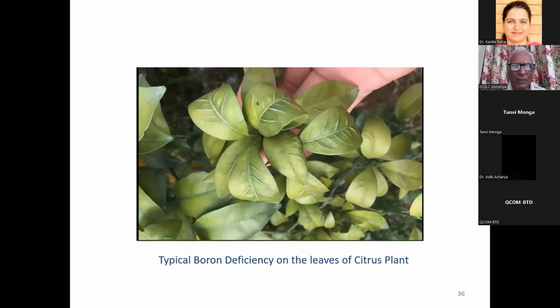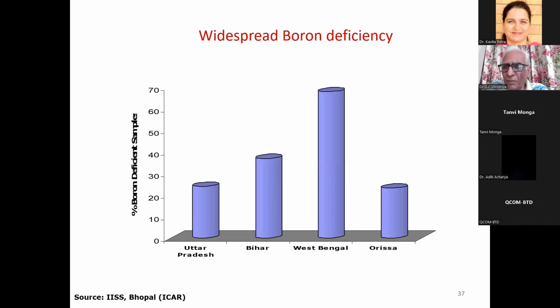This is on citrus plant, how the leaves are curved, because the younger leaves, always the younger portion of the plant, are affected, and there can be deformation of the leaves also. Deformation of buds, deformation of leaves, deformation of flowers. So the apical, the young ones, are affected and show the deficiency symptoms of boron. Of course, boron is needed in very, very small quantity.